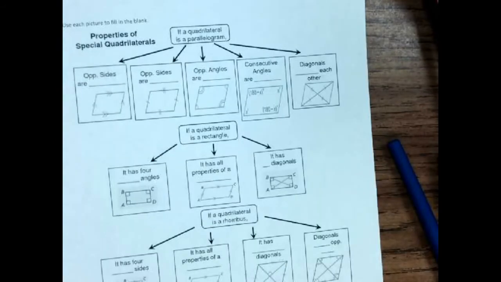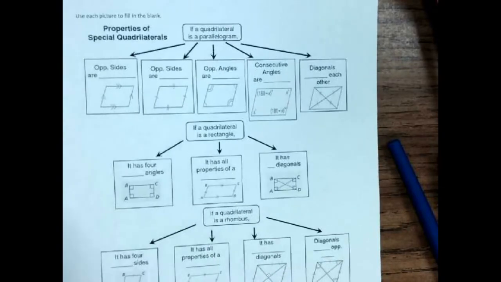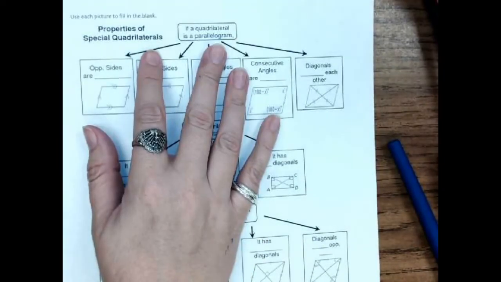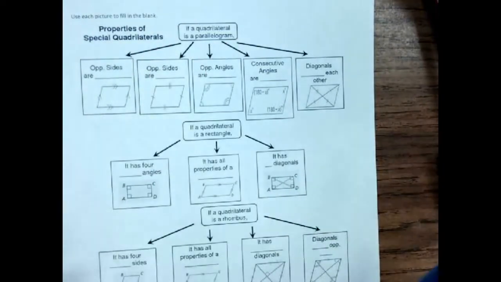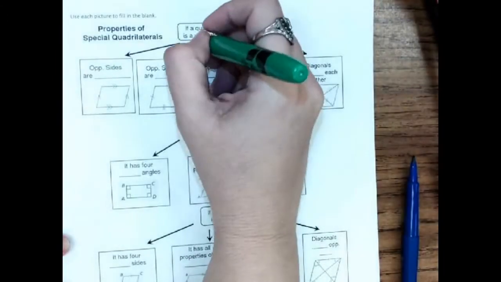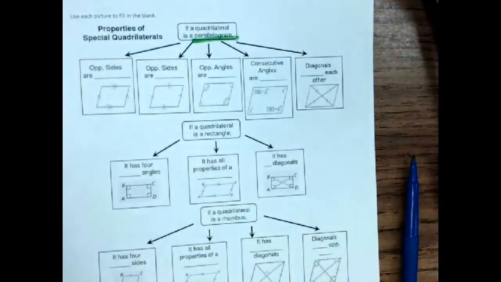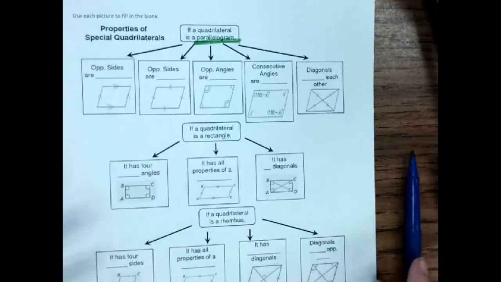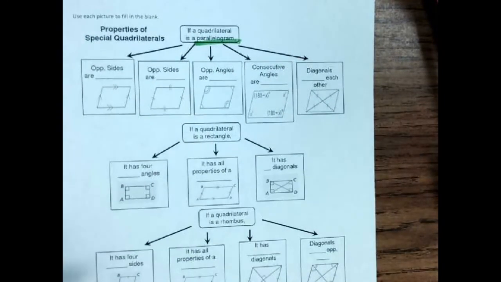Now, most of what we're going to talk about in detail in this unit is special things about parallelograms. So these are some special properties about parallelograms, and we're going to fill these in as we go. And they've already given you the pictures, so we're just going to go through this and fill in the blanks. If it's a parallelogram, then all these things are true. And you need to hang on to this page and bring this to class with you each day.